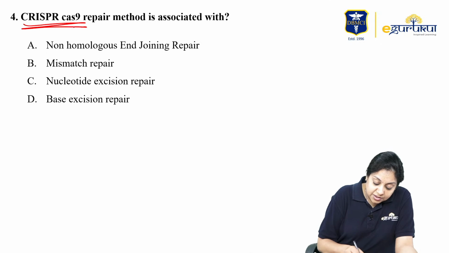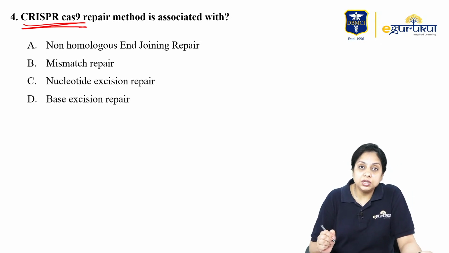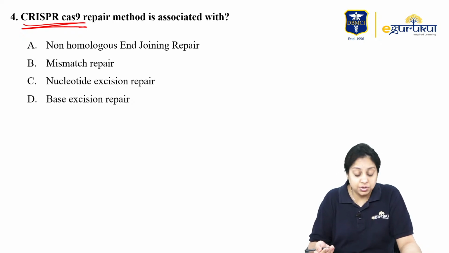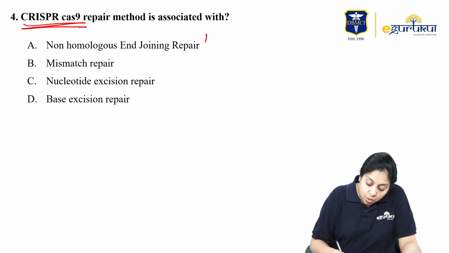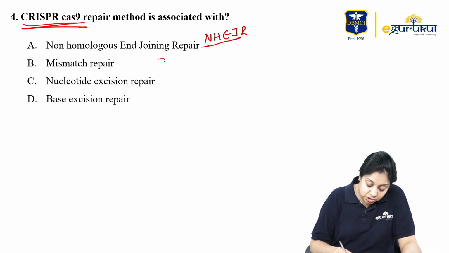CRISPR-Cas9 repair method is associated with what? Remember I told you now they are touching the CRISPR-Cas9, so here comes a new topic that you should be learning for the examination. Non-homologous end joining repair, also known as NHEJ repair, mismatch repair, nucleotide excision repair, base excision repair.